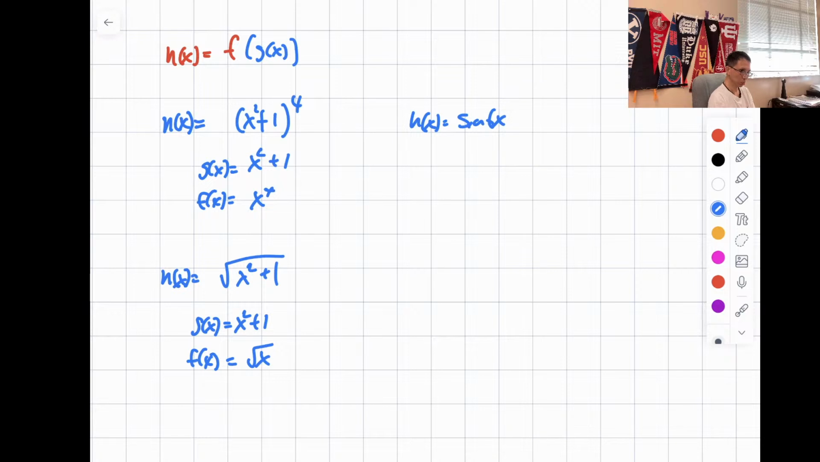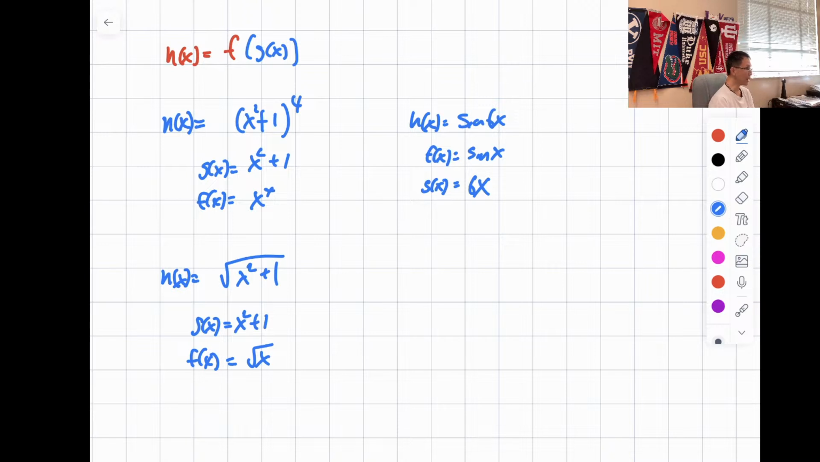F of x would be sine. Sine what? Just sine x. Sine x, good. What's g of x? 6. 6x. Not just 6, because it's 6x. You're going to replace that x with a 6x. Yeah, I can see why you think it's 6. But in this case, if it's sine of x, and I plug in 6x for x, then it's going to be sine of 6x. Does that make sense? Yeah. All right.